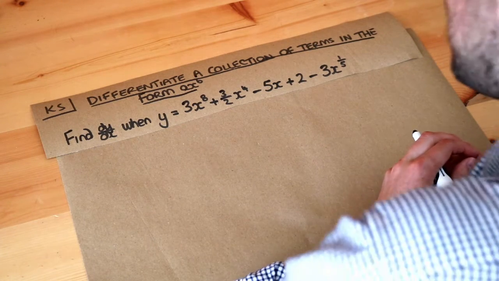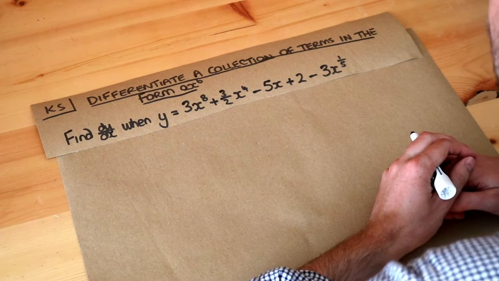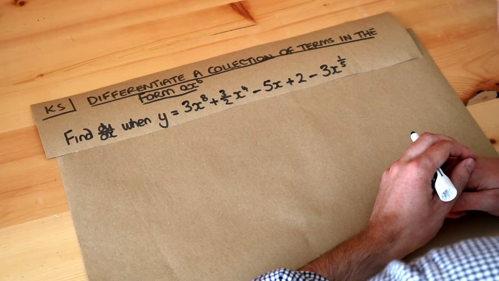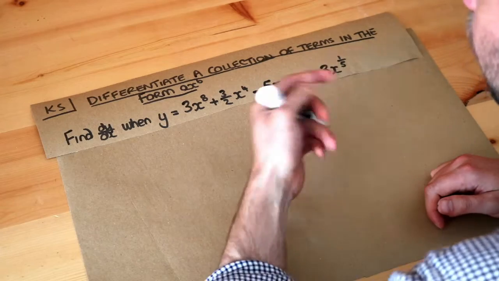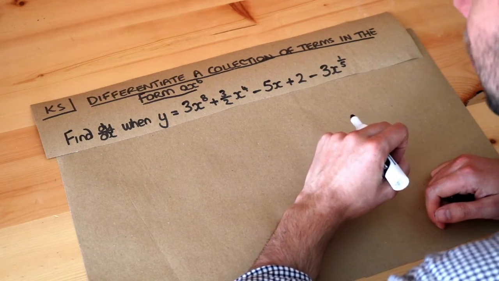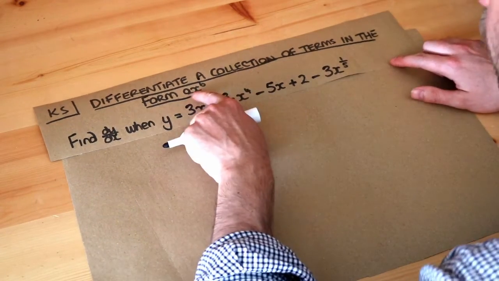Frost Maths key skill video on differentiating a collection of terms in the form ax to the b. Now in a previous video we explored what differentiation actually means, so I'm not going to re-explain that, and how we could differentiate a single expression of the form ax to the b.